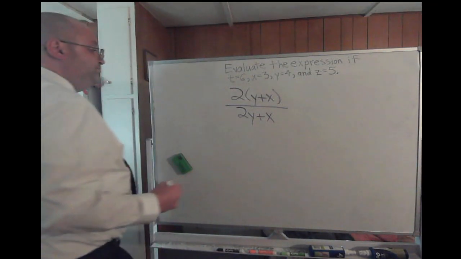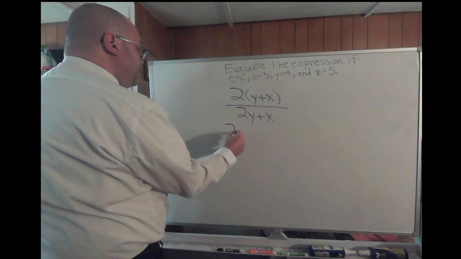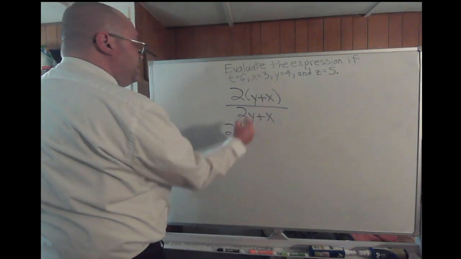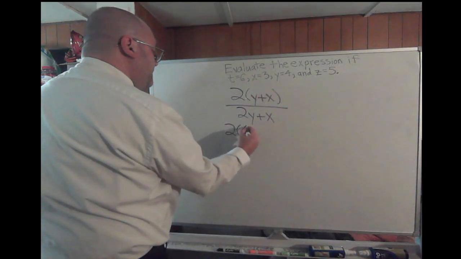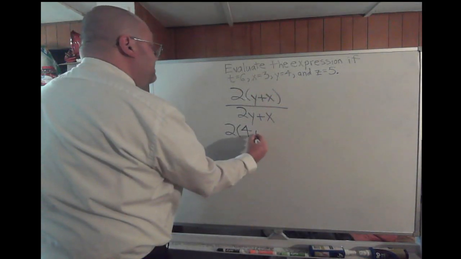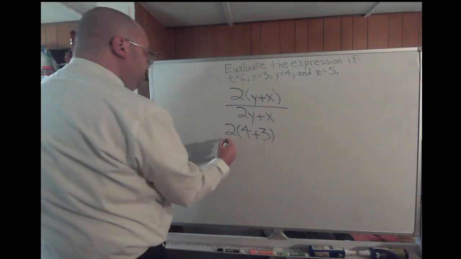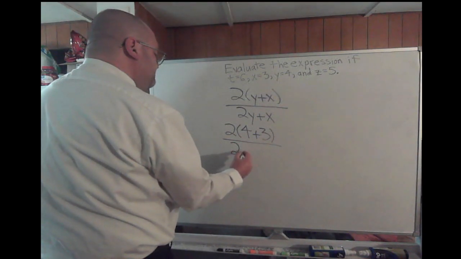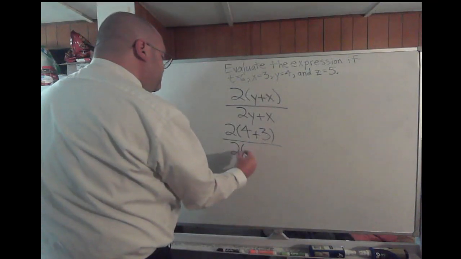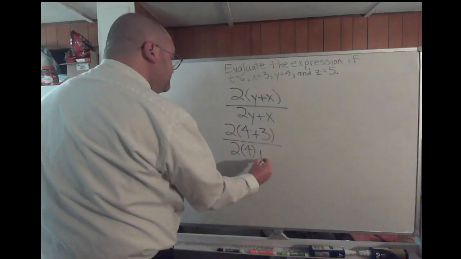Alright, well, again, in the numerator, let's take it one part at a time. You'll have 2 times the quantity of, well, the value of y is going to be 4, plus the value of x, which is 3. So you have 2 times the quantity of 4 plus 3 over the denominator, 2 times the value of y, which is 4, plus the value of x, which is 3.